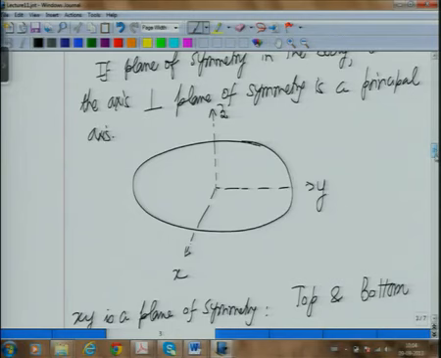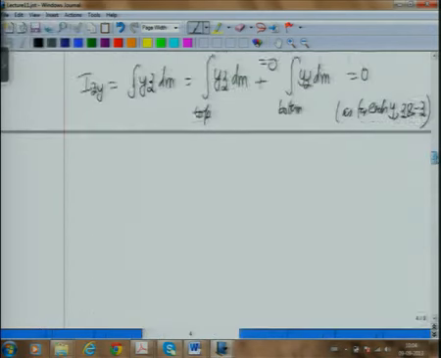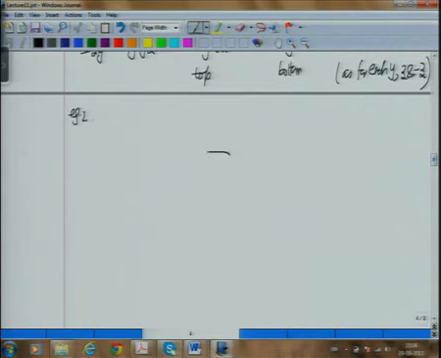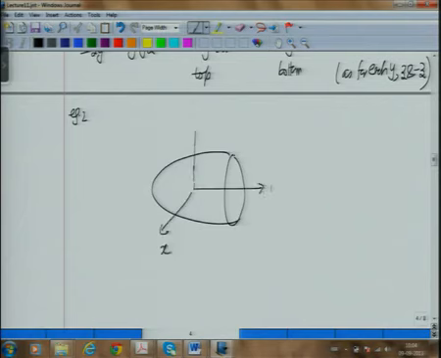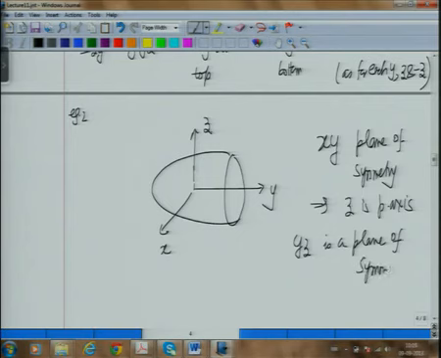So, for example, example 2: even if I have a body like this, now in this, xy is a plane of symmetry, this implies z is a principal axis, and yz is a plane of symmetry, and this will imply x is a principal axis.